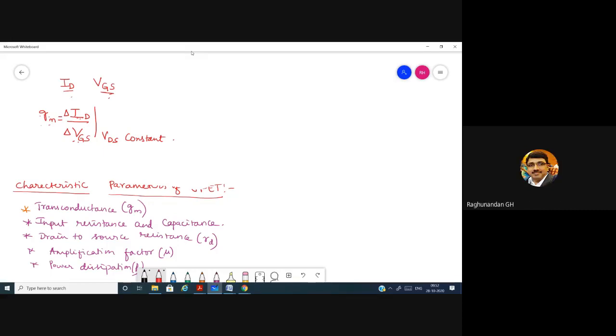Listen carefully, you have to keep on writing in your rough book. GM is inversely proportional to delta VGS. That means if your delta VGS is lesser, then conductivity will be more, and when conductivity is more, your current will be more. This is one thing. Next, coming to input resistance and capacitance.